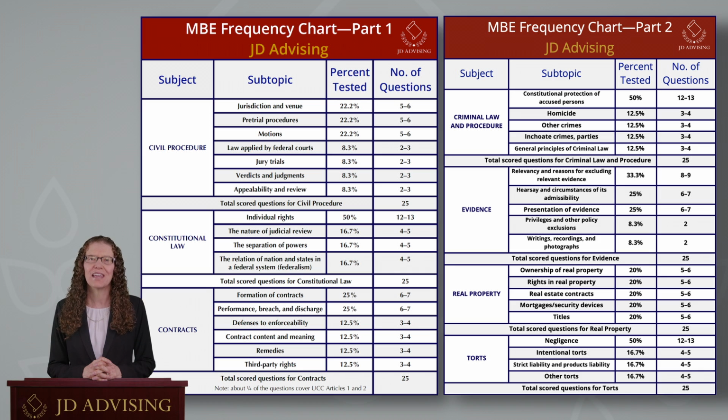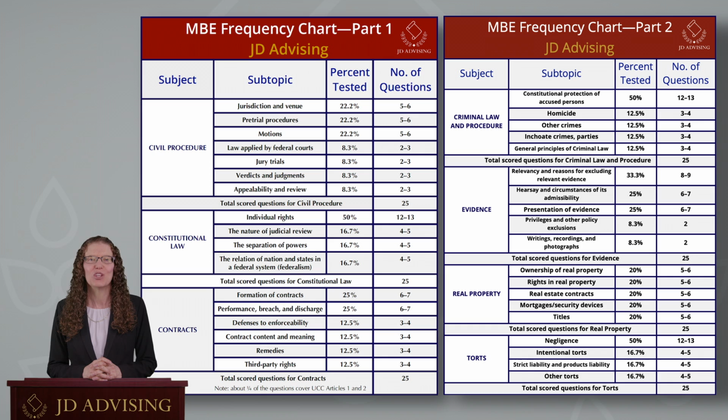However, within each of the 7 MBE subjects, you can see that the topics within those subjects are not tested equally. To understand this concept, I want to draw your attention to 2 MBE subjects, real property and torts. Looking first at real property, you can see that the topics within the subject of real property, such as ownership of real property, rights in real property, etc., are all tested equally, with 20% of the total 25 questions, which is 5 to 6 questions, covering each of those topics.